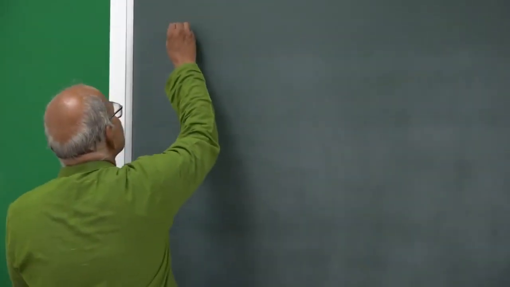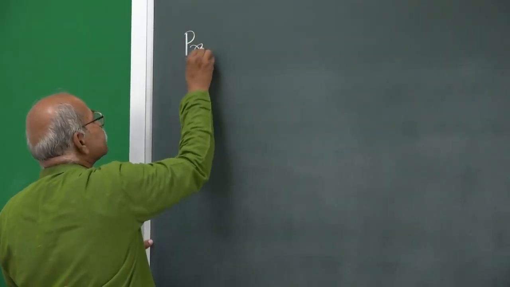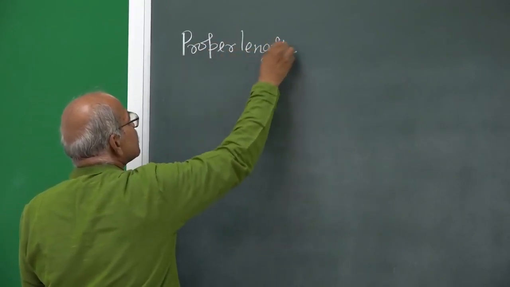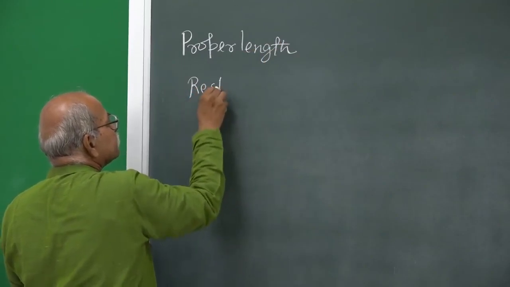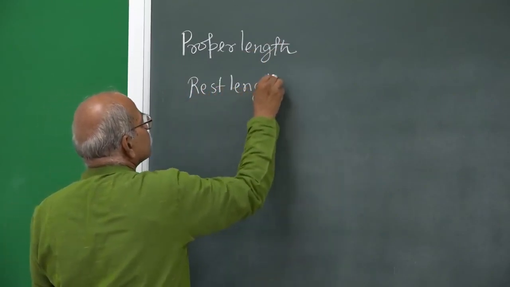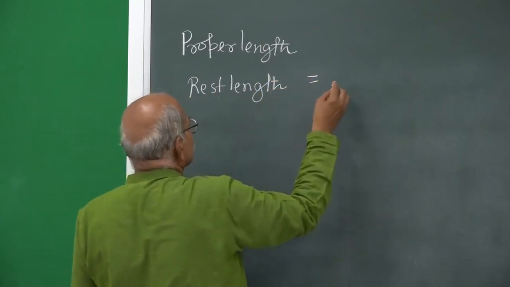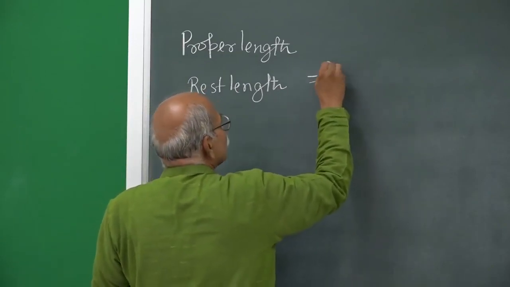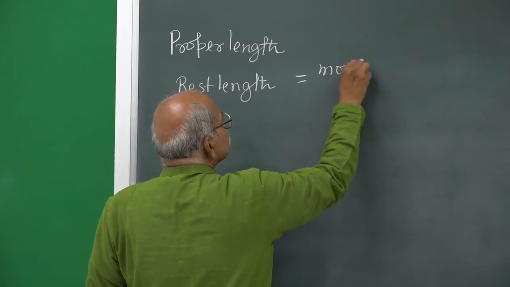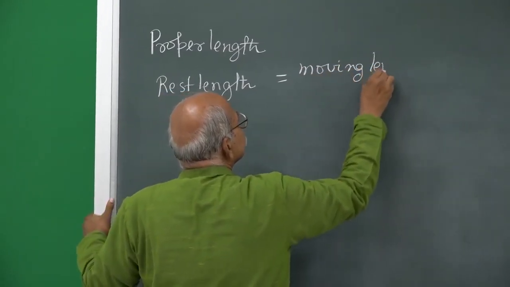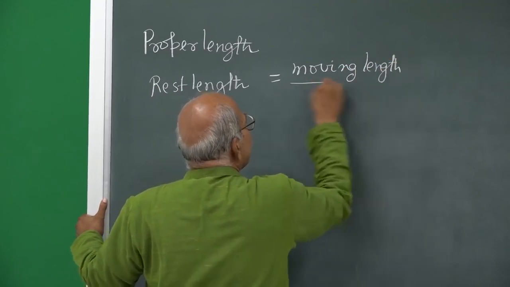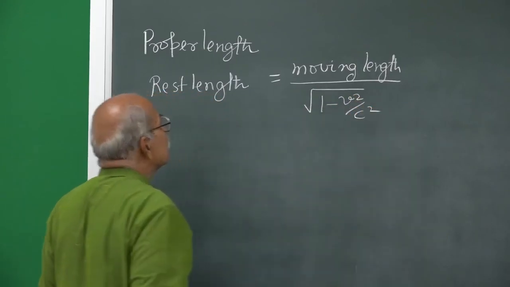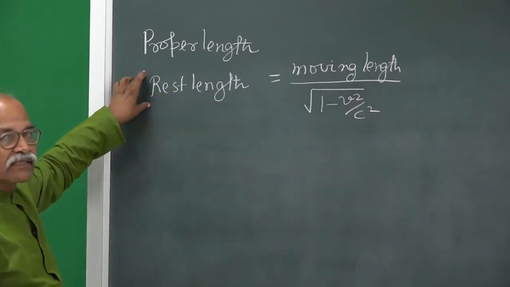We say that proper length or rest length is equal to, this should be the largest, and therefore it should be the improper length or moving length, divided by square root of 1 minus v square by c square. So, that is about length contraction.